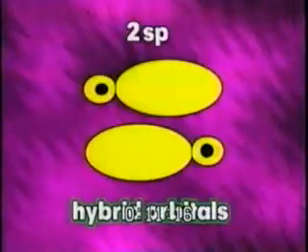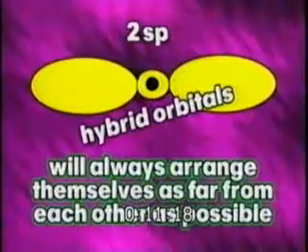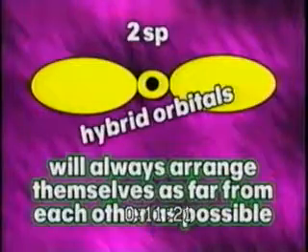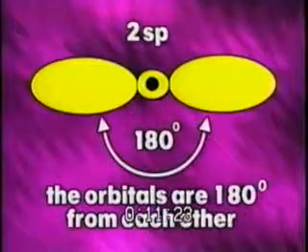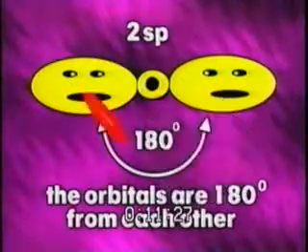These hybrid orbitals will always arrange themselves as far from each other as possible. And in this case, the orbitals are 180 degrees from each other. You just stay over there on your side.